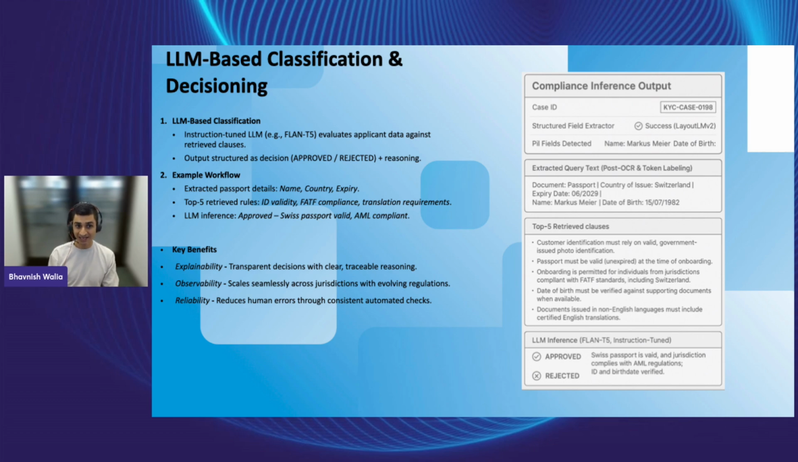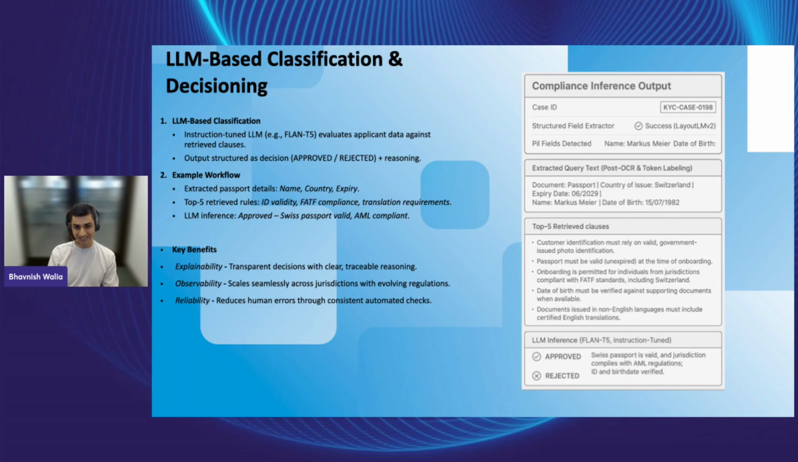And the LLM, in this case FLAN-T5, is going to ensure that the passport they've provided is actually valid, that it is government issued, and that it has the photo. The LLM will keep going step by step through the template of all these relevant regulations, and then provide a decision whether to approve or reject someone. In this case, it's approved this person. What it says is the Swiss passport is valid, the jurisdiction complies with AML regulations, and the ID and birth date have been verified. So that's the reasoning it has provided.